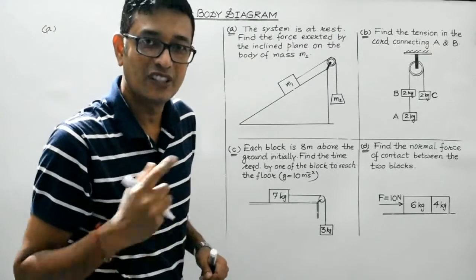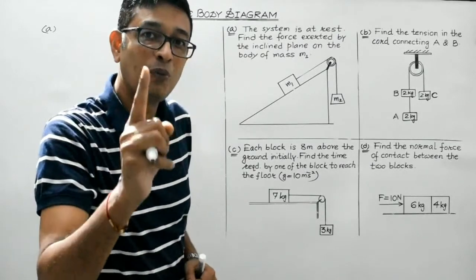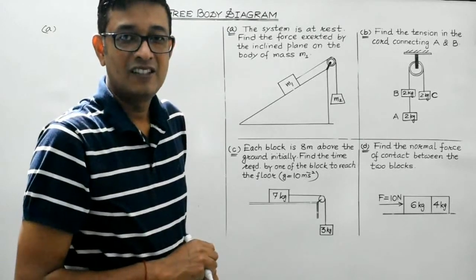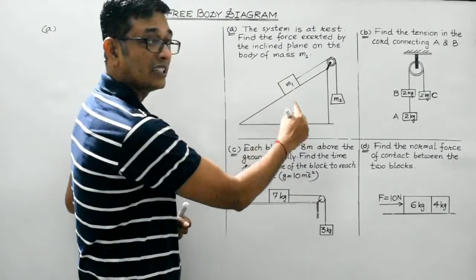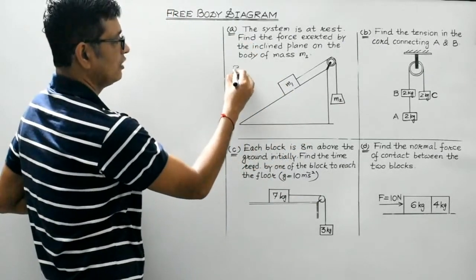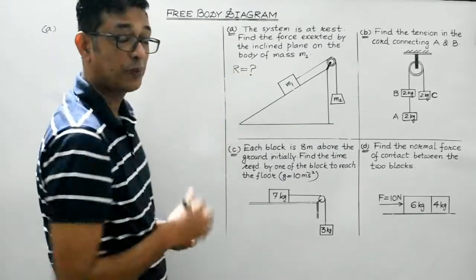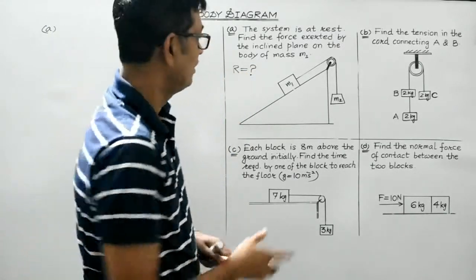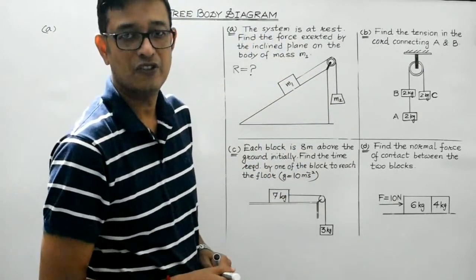What is the force exerted by the inclined plane on mass m1? So what is it, students? What are we supposed to find? Yes, it is the normal reaction. The force exerted by the inclined plane on the body is known as the normal reaction. So here, the reaction is to be found. And the expression for the reaction should be in terms of m1 and m2. Nothing else is given in the question, right?